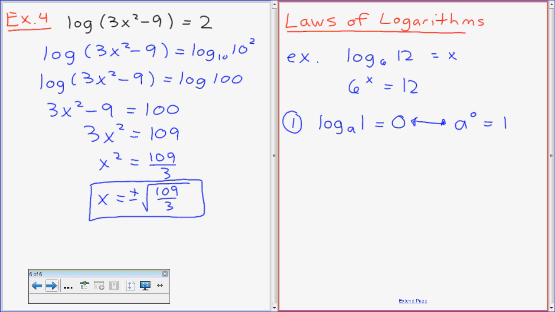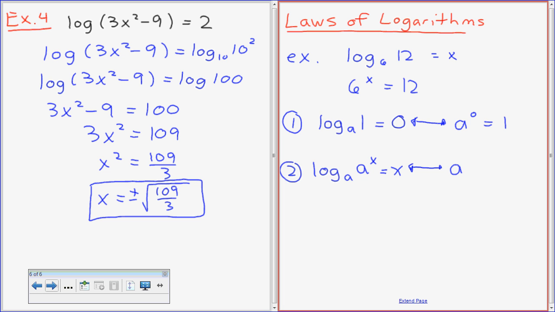Law number 2: log a to the x. We've used this one quite a bit without even mentioning it. Let's do it the other way here first. What is this in exponential form? It would just equal x. That's what this equals. So this would be a to the x.